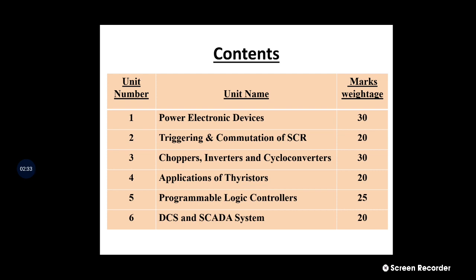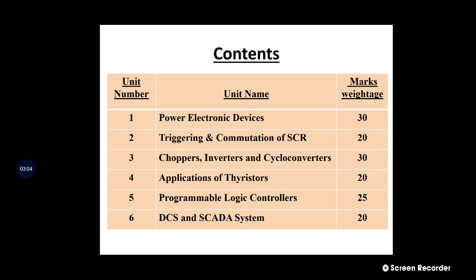Unit number 5 is Programmable Logic Controllers, which carries 25 marks. Unit number 6 is DCS and SCADA Systems, which carries 20 marks. DCS stands for Data Control System here, and SCADA stands for Supervisory Control and Data Acquisition System. This Industrial Automation subject is the combination of both power electronics as well as PLC.